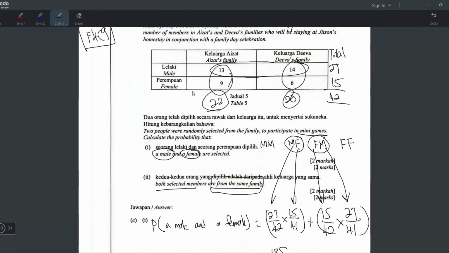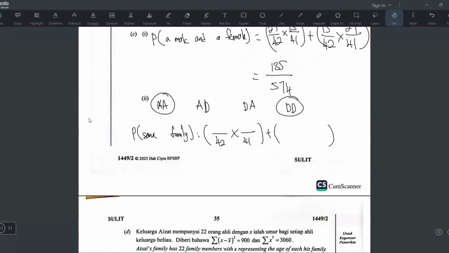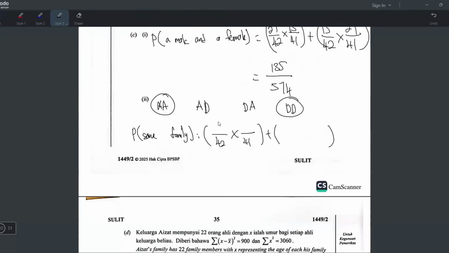Yeah, we just have to make sure it's from the same family. So that means Aizat's family has 22 people. If you want the first one to be from Aizat's family, the probability will be 22 over 42. But for the next one, you have to take 22 minus 1, so 21. Because if the first one I choose is from Aizat's family, and the next one also has to be from Aizat's family, you have to minus 1.